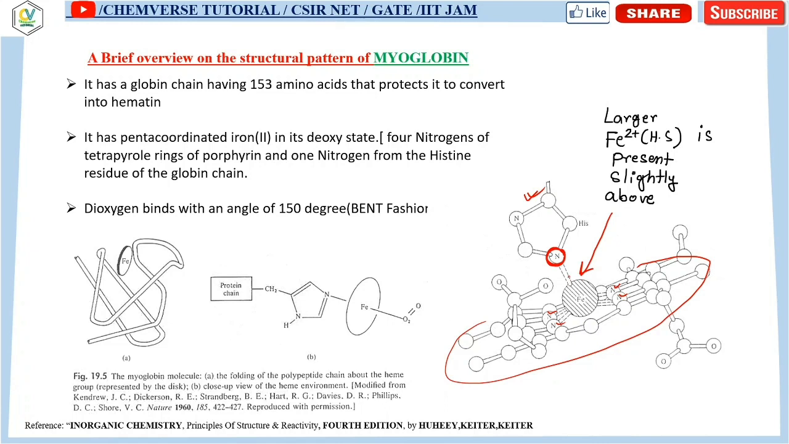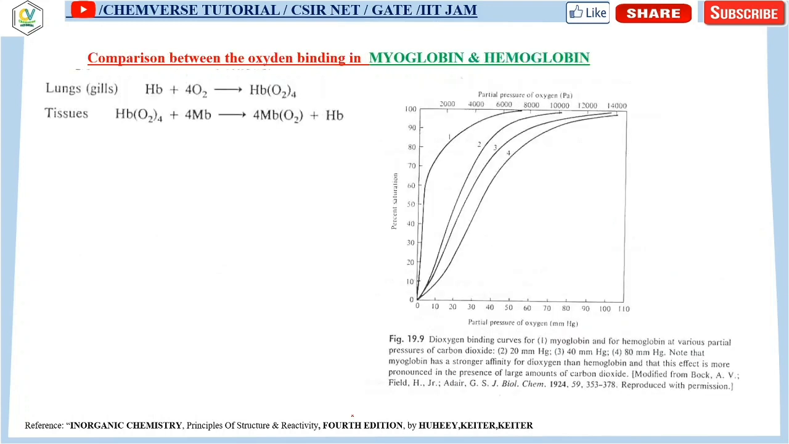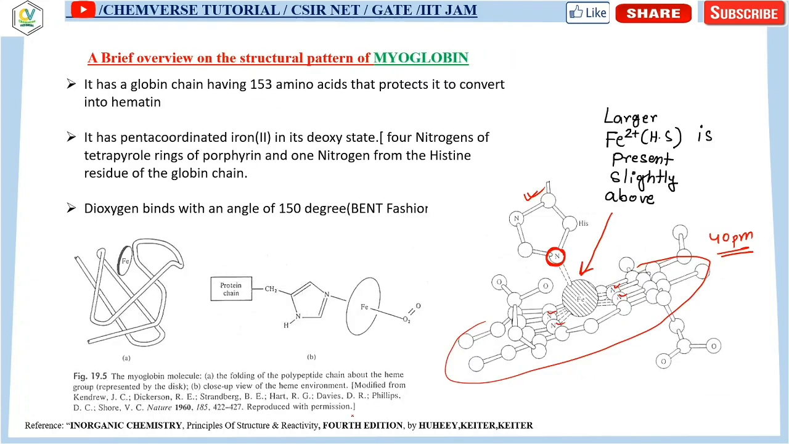of the porphyrin ring. This is due to the fact that iron 2 plus has a larger ionic radius. It doesn't fit in the cavity formed inside the porphyrin ring. It is slightly above, 40 picometer above the plane of the porphyrin ring. The result of that I will discuss when I explain the cooperative effect and the conversion from T state to R state.